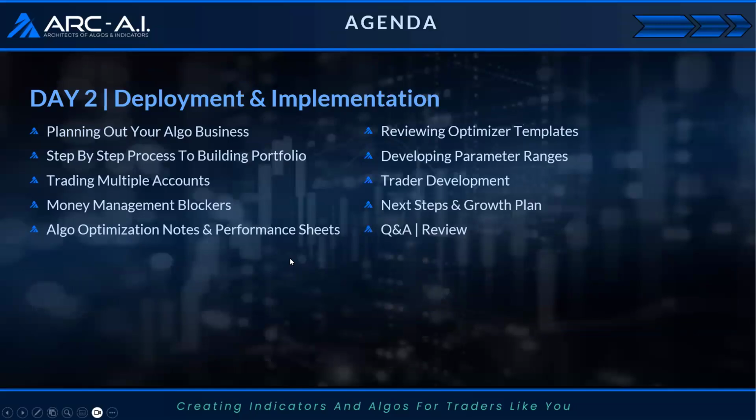Cool deal. So what are we looking at today? We're going to look at planning out your algo business. We're going to look at a step-by-step process on how you might want to build your portfolio. Trading multiple accounts, how to do that, money management blockers, we're going to look at that. We're going to look at account level blockers as well, which some of you may not even have known exists. We're going to look at optimization notes and performance sheets. We looked at it a little bit yesterday. Reviewing optimizer templates, developing parameter ranges, trader development, next steps, and how do you continue to grow. Okay.